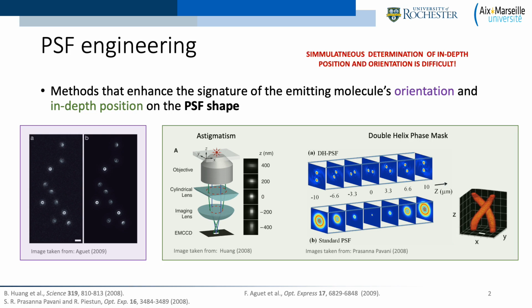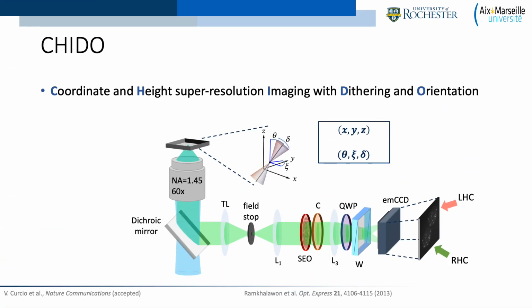The problem comes when you try to do both the orientation and the in-depth position, because the deformation of the PSF is quite similar, and then it's difficult to recognize whether it's coming from the orientation or the defocus of the molecule. Hi everyone. This is where CHIDO enters the picture. What we do differently from other methods is that our phase manipulation is actually polarization dependent, meaning that in each circularly polarized component, the information is encoded, both for the localization and the orientation.